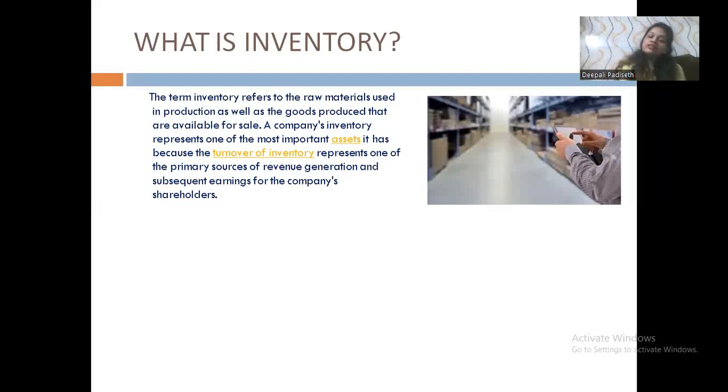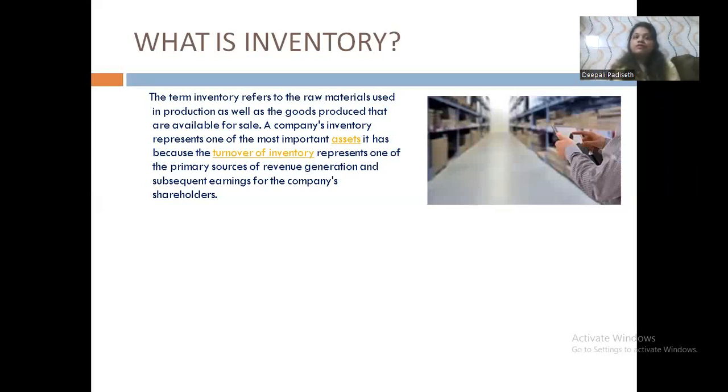Just like that, in a company, when we hold inventory, we should hold only that much inventory which is needed for the company, so that revenue is generated for the company. If there is an excess amount of inventory, then that can be a liability. That product will not be sold.